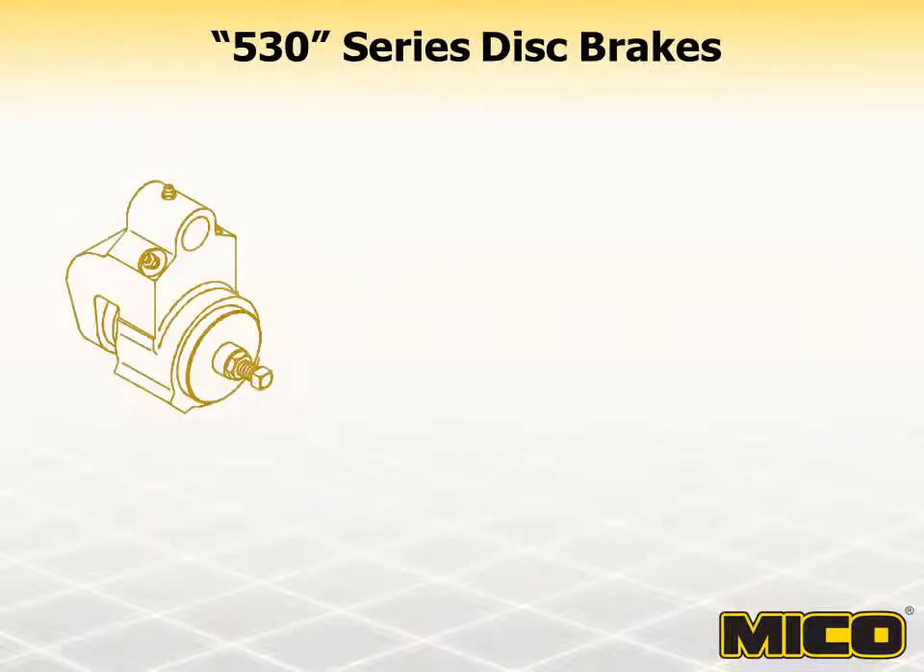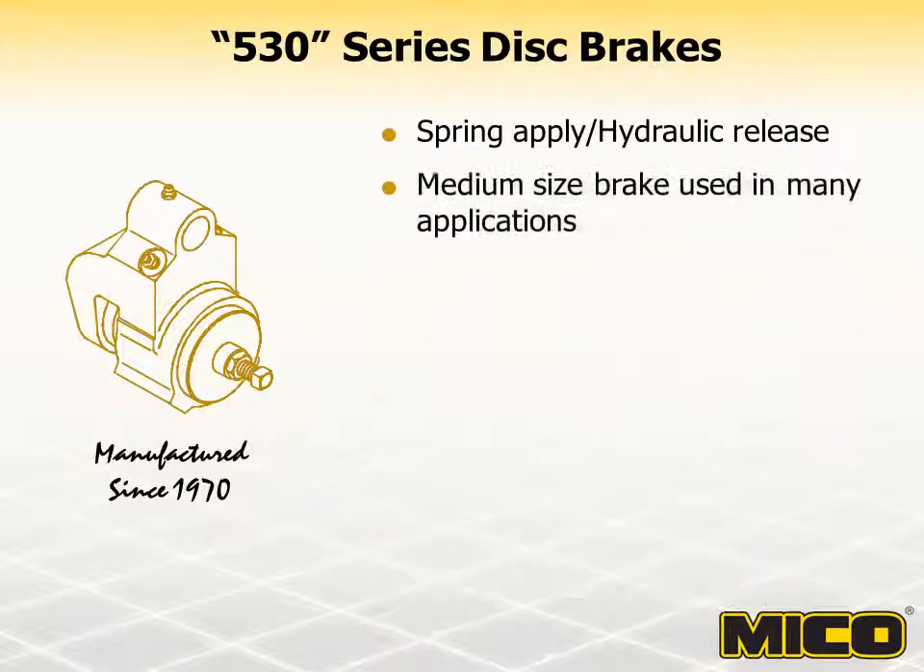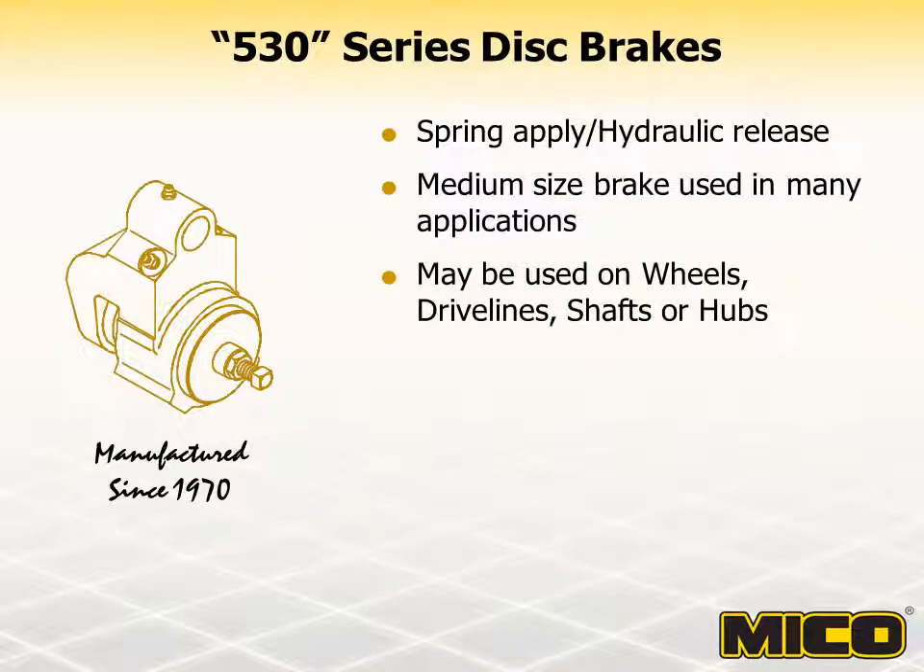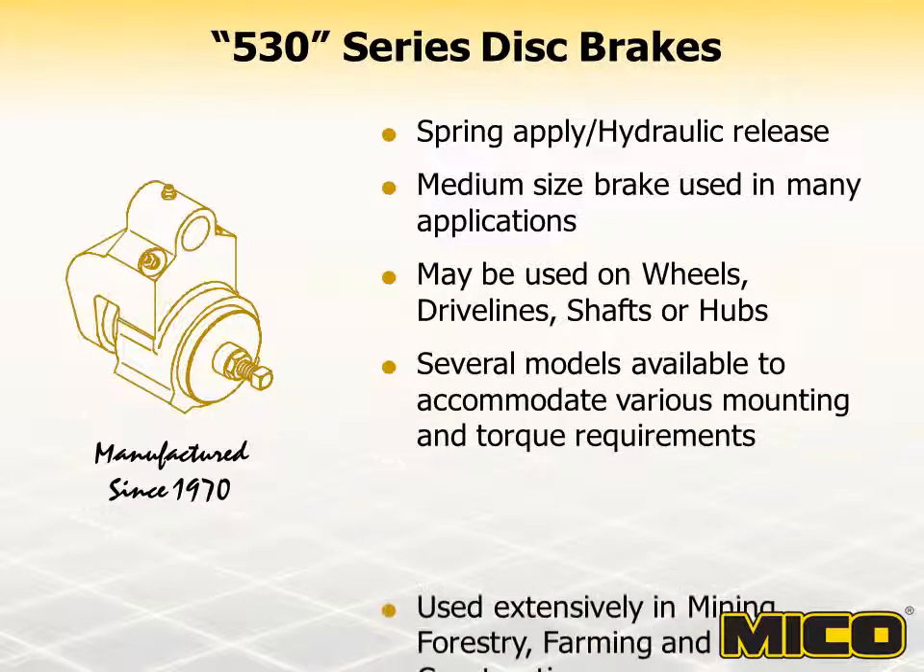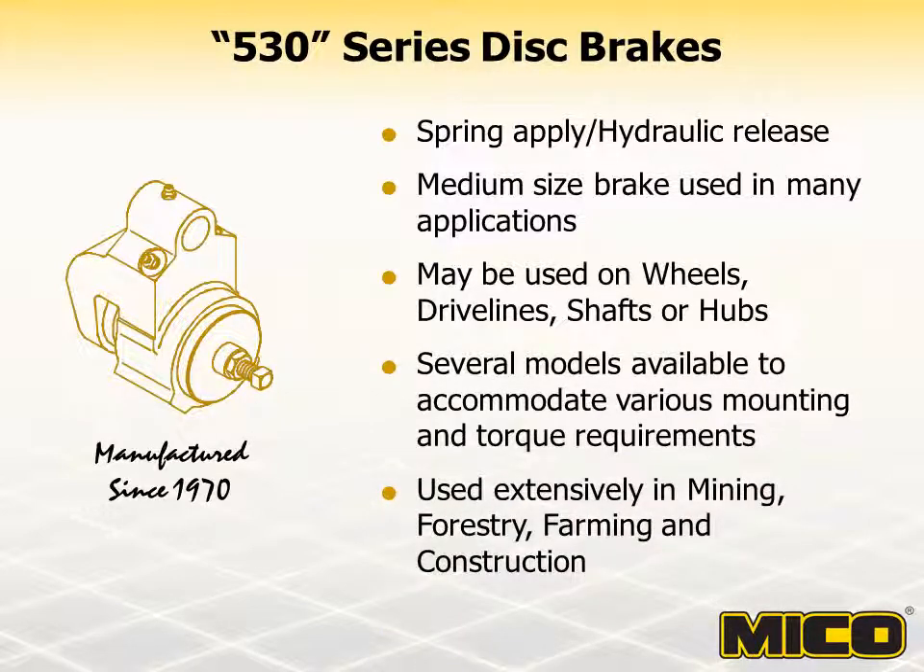MICO has been manufacturing the 530 series caliper disc brakes since 1970. The 530 series brakes are sliding or floating type brakes that are mounted over a rotor at the wheel, driveline, shaft, or hub. Several models are available to accommodate various mounting and torque requirements. These medium-sized brakes are used in many applications in the mining, forestry, farming, and construction industries.